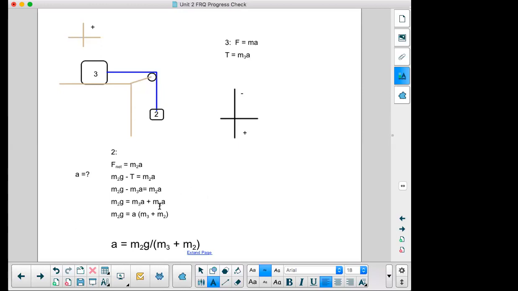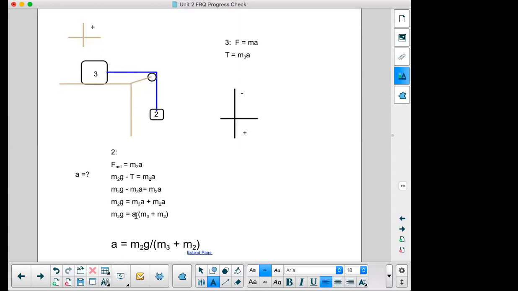That's why I was able to collect my A's, because the rate at which 3 is accelerating right here, m3a, that A is the same as the rate at which, if this one's accelerating downward at 3 meters a second faster every second, then this one is accelerating to the right at that same rate. So A is A, and that's why I can factor it out and get a single A.